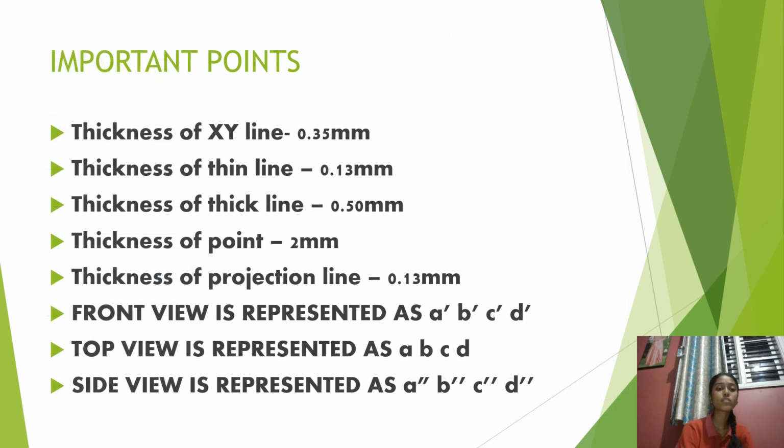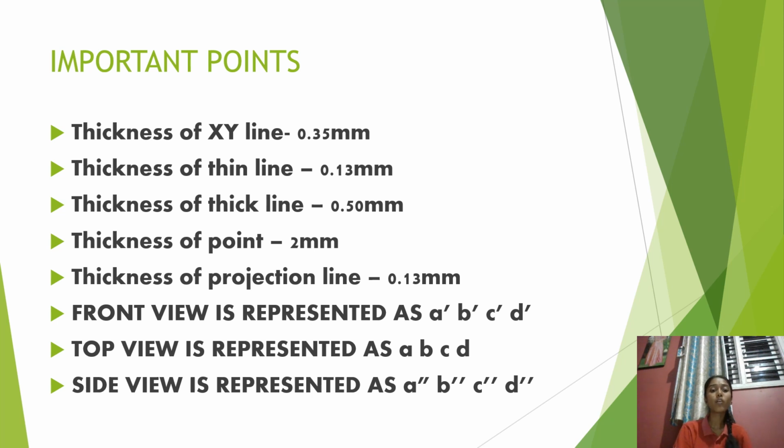Let us know some important points that need to be remembered. The thickness of the XY line in the computer drawing should be 0.35 mm, the thickness of the thin line should be 0.13 mm, the thickness of the thick line should be 0.50 mm, the thickness of a point, as we all know, should be 2 mm, and the thickness of the projection line should be 0.13 mm.